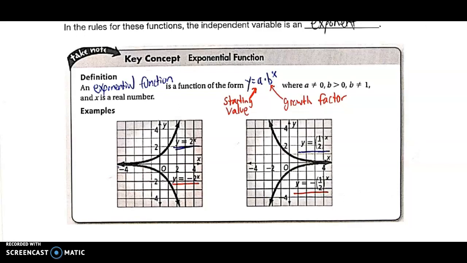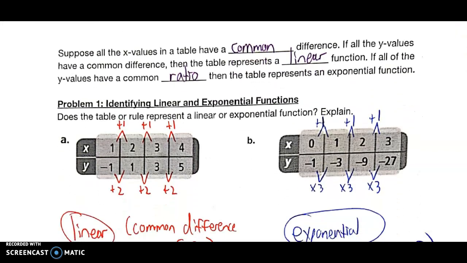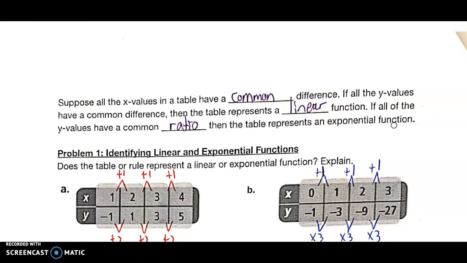So first thing we're going to be asked to do, though, is we're going to be asked to tell the difference. And that was looking at things we've seen before with our linear functions. Some x values in a table, again, are going to have a common difference, right? Increase by the same amount every time. And if all the y values also have a common difference, we've seen that pattern before, we just called that linear. So if all of them have a common ratio instead, that's our new term, that's now going to be an exponential function, not a linear function.